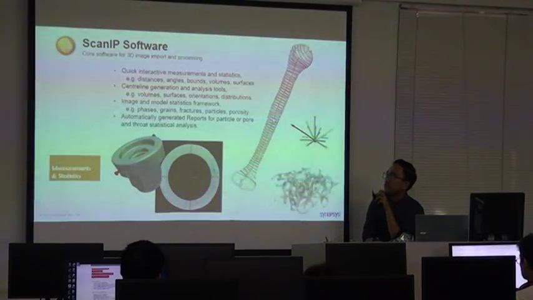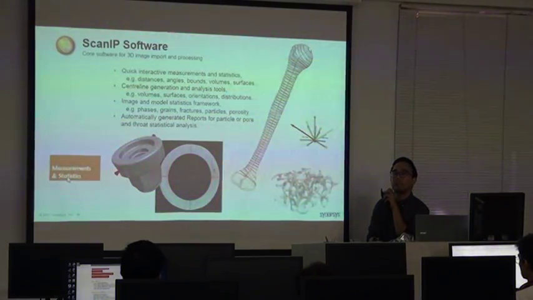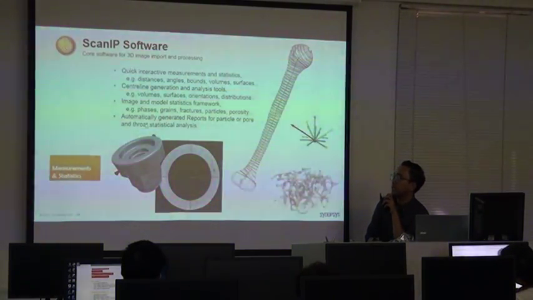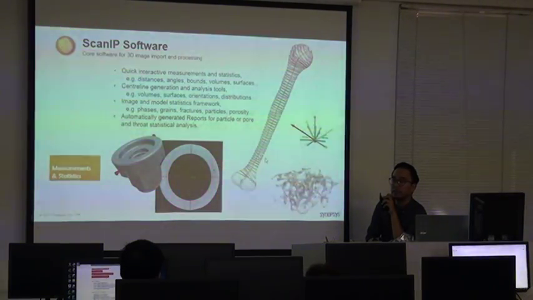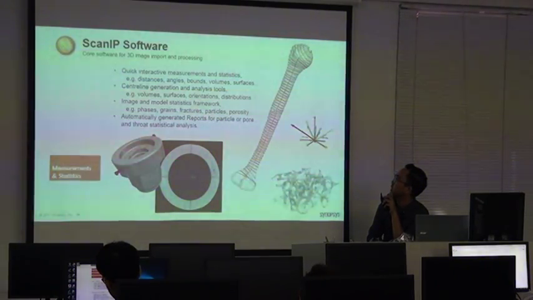Okay. Other than that, we can also do measurements and statistics using ScanIP. Okay, the measurements can be done in 2D and 3D. We can also create a center line. So, for example, we create a center line of this bone. Alright, from there we can measure the surface area of the cross section. As you can see here, this is a cross section that we can measure the surface of.